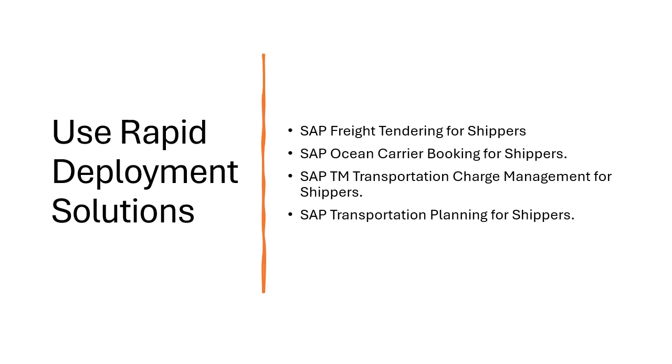So next is how to use a rapid development solution. SAP offers a rapid development solution which is provided with predefined settings, data templates, and standardized processes that allow companies to implement SAP TM quickly and affordably. The rapid development solution packages, such as free tendering and transportation charge management, offer particular tools for specific logistic tasks, which enable companies to streamline the SAP TM implementation process.